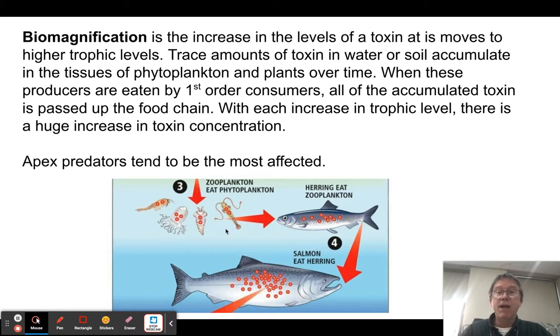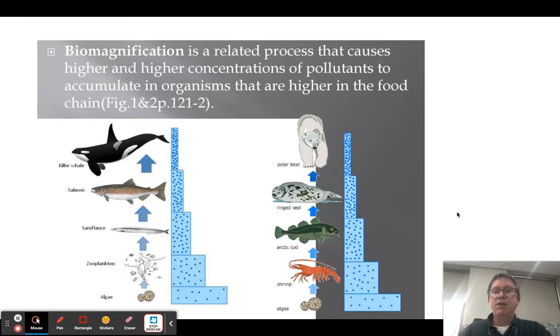As you go from here to here, you can have like a 100,000 times increase in the amount of this particular toxin. So what could be absolutely trace amounts in nature, in the ecosystem at large, is huge to the point of killing apex predators. This graphic, I think, gives you a good sense of it. In the algae, there's not much of it. And as I go to zooplankton, to an herbivorous fish, to a carnivorous fish, to an apex predator, I just get a higher and higher and higher concentration of it.